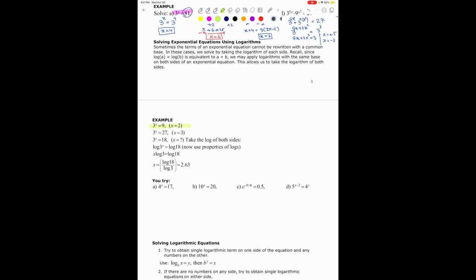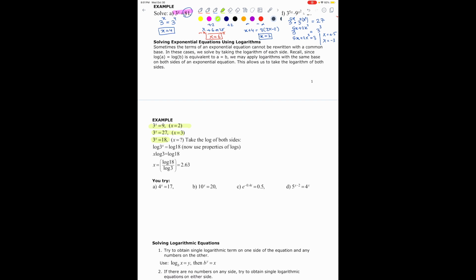If you have 3 to the x power is equal to 9, we know that x is equal to 2, because we know if we raise 3 to the second power, the answer is 9. Similar to that, if you have 3 to the x power is equal to 27, because we can rewrite 27 as 3 to the third power, and we use the one-to-one property for exponents, we can conclude that x is equal to 3. However, if you have 3 to the x power is equal to 18, what is the answer here? What is the value for x?